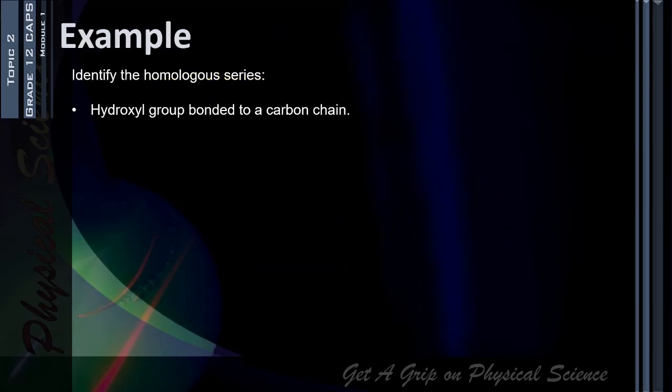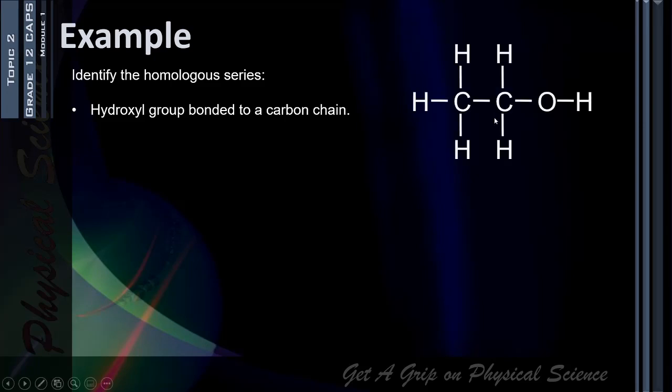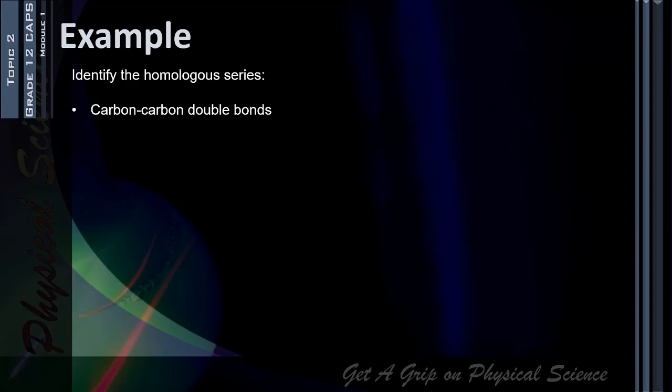Let's conclude this module with a few questions. The first question is to identify the homologous series where there's a hydroxyl group bonded to a carbon chain. So a hydroxyl group, remember, is an oxygen bonded to a hydrogen. And we know that this is the functional group of the alcohols. Carbon-carbon double bonds. We know that the homologous series where there's at least one carbon-carbon double bond is called the alkenes.